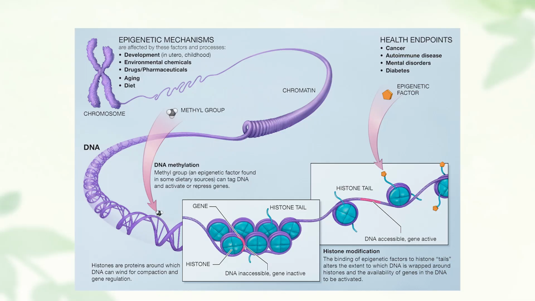Different types of RNA polymerase, for example, RNA polymerase 1, RNA polymerase 2, and RNA polymerase 3, are responsible for transcribing various classes of genes. Now, epigenetic modifications such as DNA methylation and histone modification, for example, acetylation and methylation, can influence gene expression by altering the accessibility of DNA to transcription machinery. These modifications can be heritable and can play a role in long-term gene regulation.